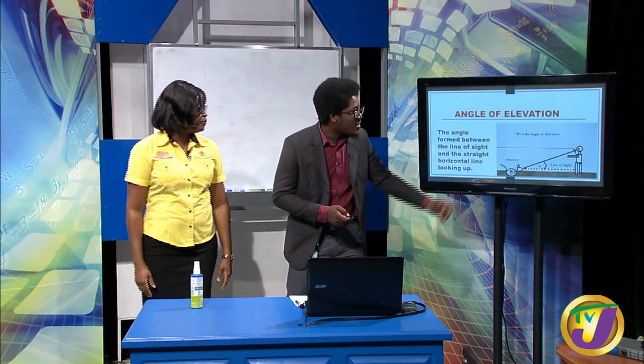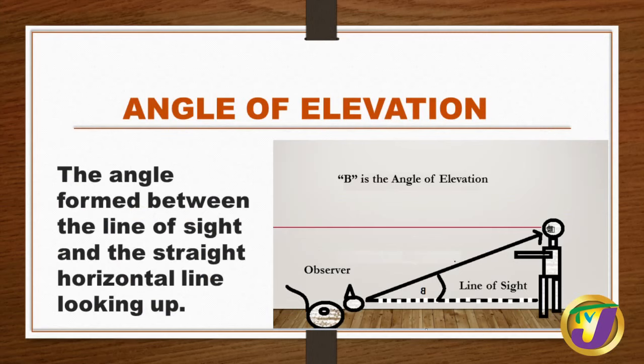So there's that picture. This is my very hungry cat looking up at me, and I'm not going to feed him until the next 30 minutes when I get off here. So this angle that is formed between the horizontal line, which is parallel again to the ground, and my line of sight, or my cat's line of sight, that angle is what we call the angle of elevation.